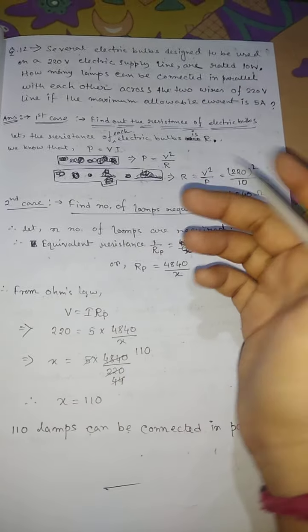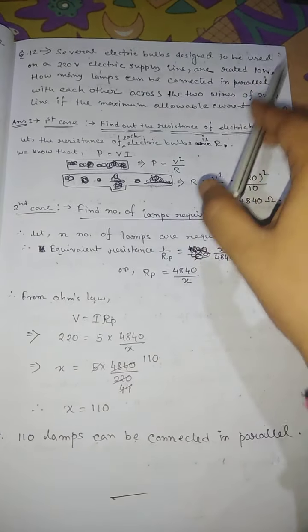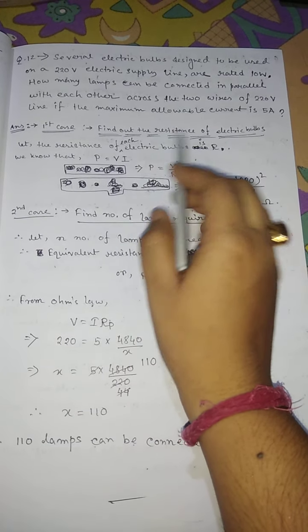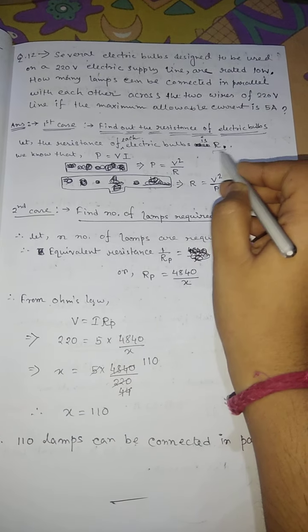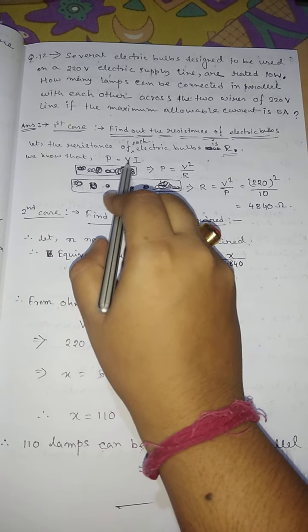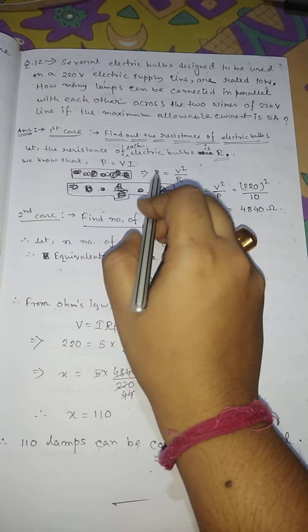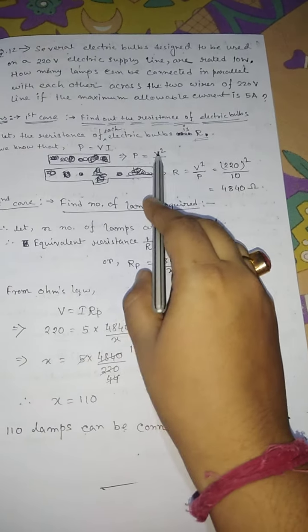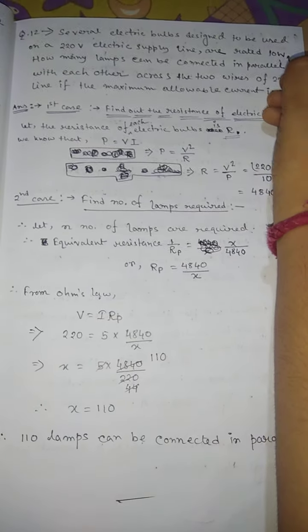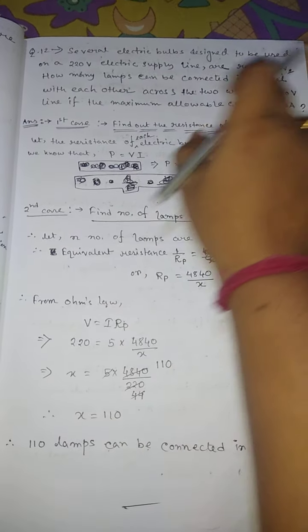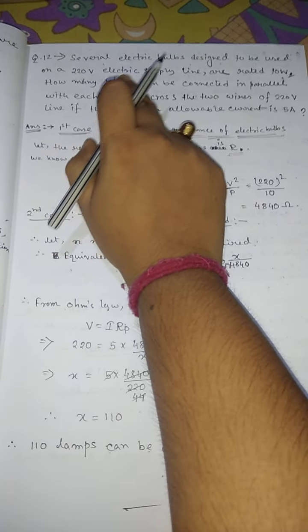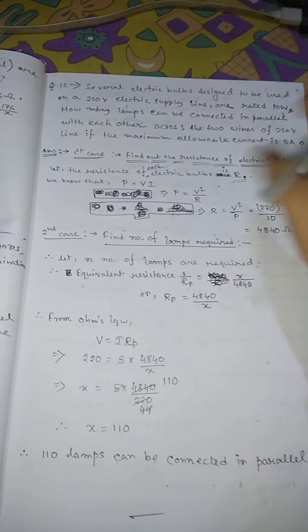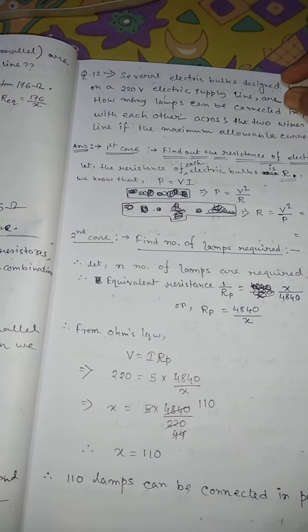So how do we find that out? First of all, we don't know the resistance, so we consider the resistance of each bulb is R. We know the formula P equals V into I, and if we apply Ohm's law in place of I, P equals V squared by R. Up to this point, the first case: several electric bulbs designed to be used on a 220 volt electric supply line are rated 10 watt.